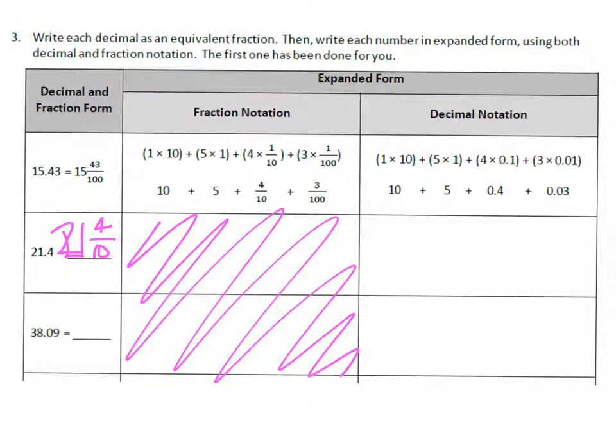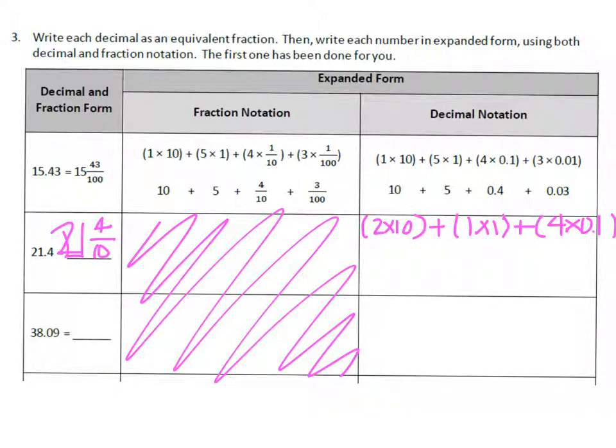For the expanded form, we need to look at one place value at a time, starting with the greatest place value. We are going to start in the tens place. We have 2 tens, so our notation will be parentheses 2 times 10, end parentheses, plus the next place value, which is ones. We have 1, so our notation is 1 times 1. Plus the next place value, which is tenths. We have 4 tenths, so it's going to be 4 times 0.1.